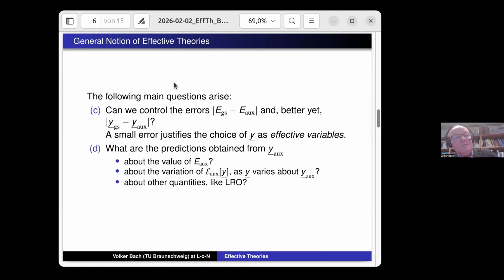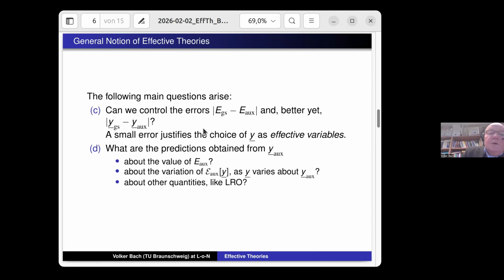But for some problems, if they're not too complicated, we can even ask whether the variables y, these average quantities, are also close to one another. So those values of y that we get from the full theory, we compare to the auxiliary theory, and then hopefully the value is also small. So this is measured really by a norm. It's not an absolute value.